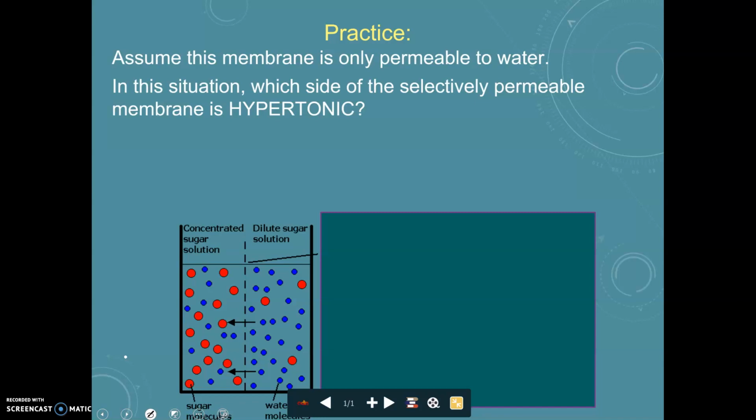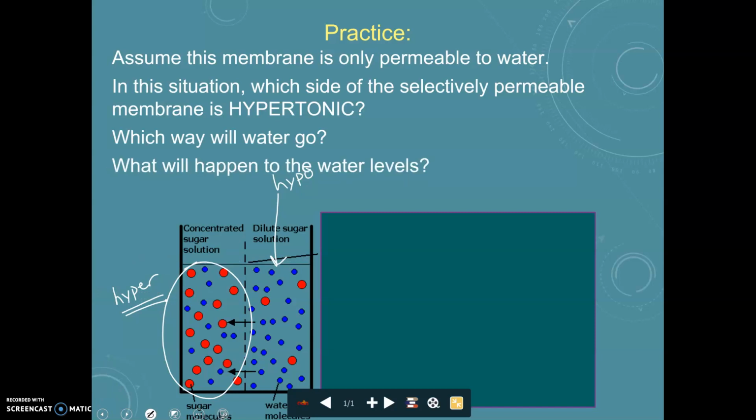Well, remember, hypertonic means more concentrated, meaning more sugar. So the side with more sugar, the red dots, is this side. So this side is hyper and this side is hypo. Which way is water going to go? Well, we don't actually have numbers here, but if you just memorize that water's always going to go to the hypertonic side, because that's the side with less water. Since it has more solute, it has less water. The water will go to the left. The level will go up here, and the level will go down here.